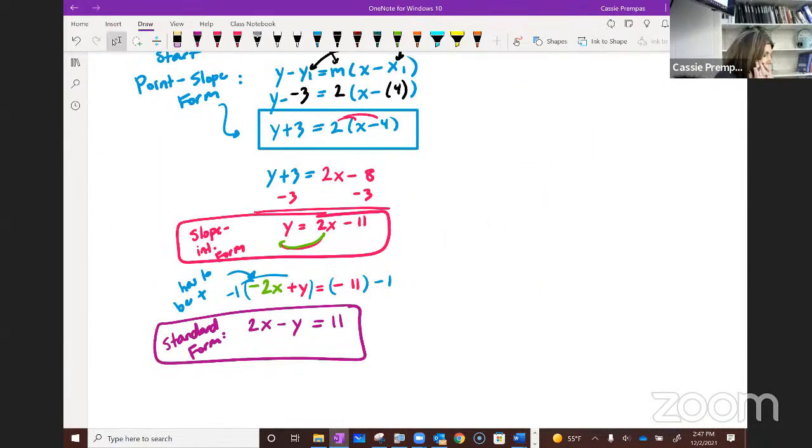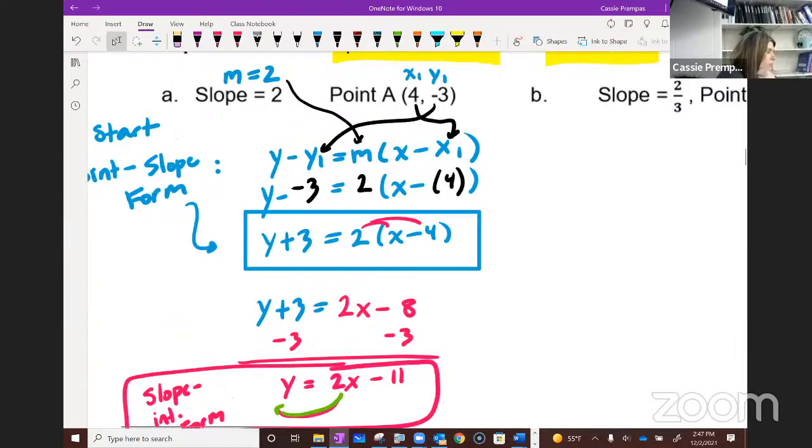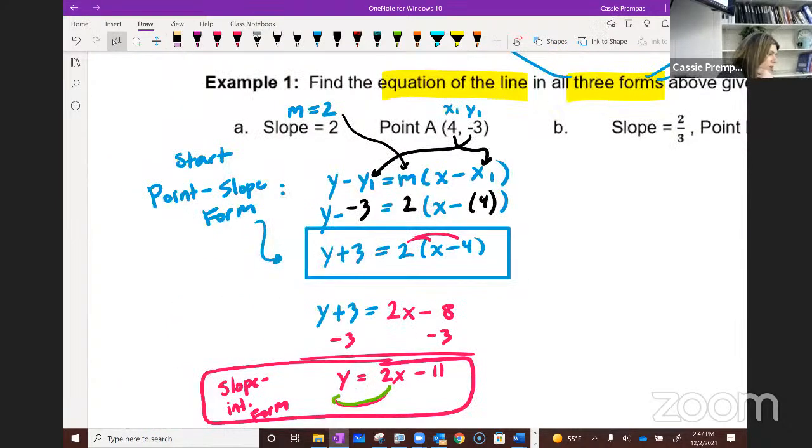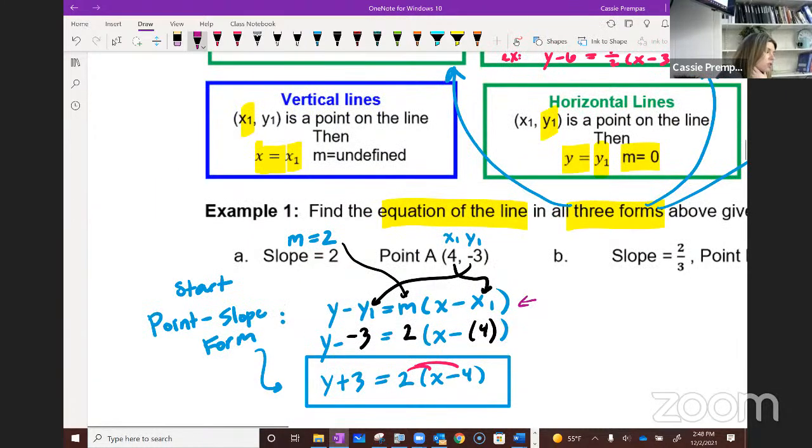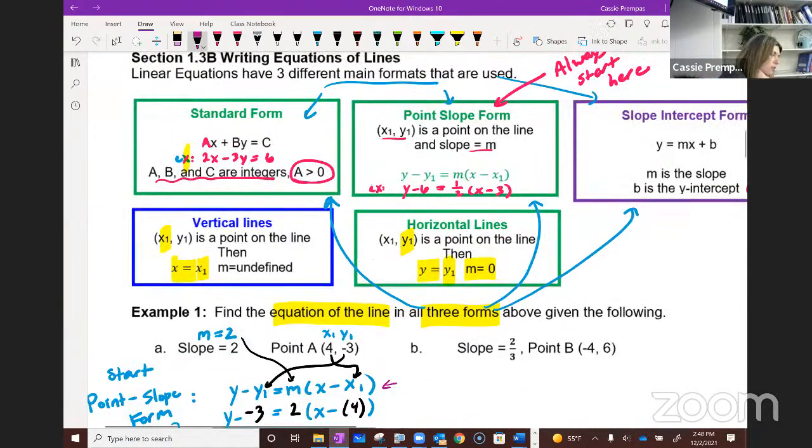How do you know it's supposed to be y plus 3? Because I had to start in point slope form. So I started with that equation and then I plugged in the point, so you're just working from there. Always start in point slope form.